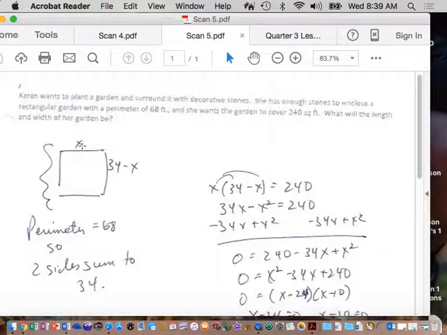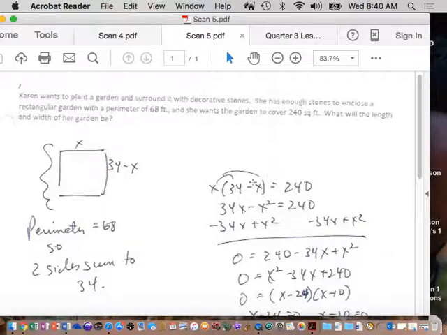Now, let's do it polynomial-wise. What is x plus 34 minus x? It's just 34, isn't it? Because the x and the minus x wipe each other out. Another way to look at it is, let's just say that x was 12. The other side would have to be 22. And that way I could add up to my 34. However you want to look at it. But the key insight here is that whatever I let one side be, x, the other side has to be 34 minus x. 34 because it's half of 68 and we're only dealing with half the sides.